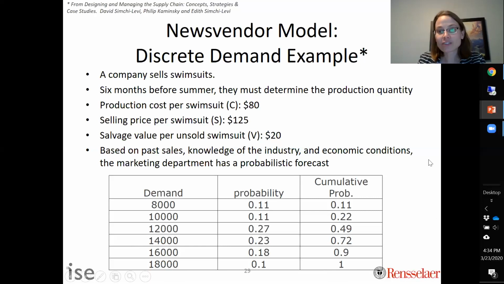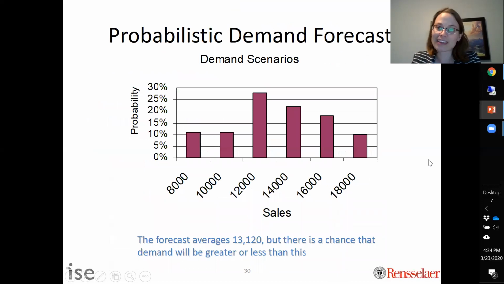Okay, so what does that look like graphically? This is just that same table, only graphically. And then if you took the average, remember the average is the outcome times the probability of that outcome. If you did that, you would get that the average is 13,120. And so that is right here.